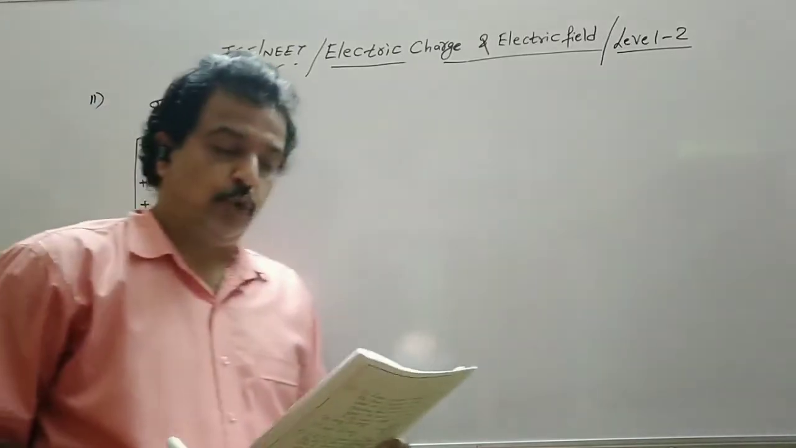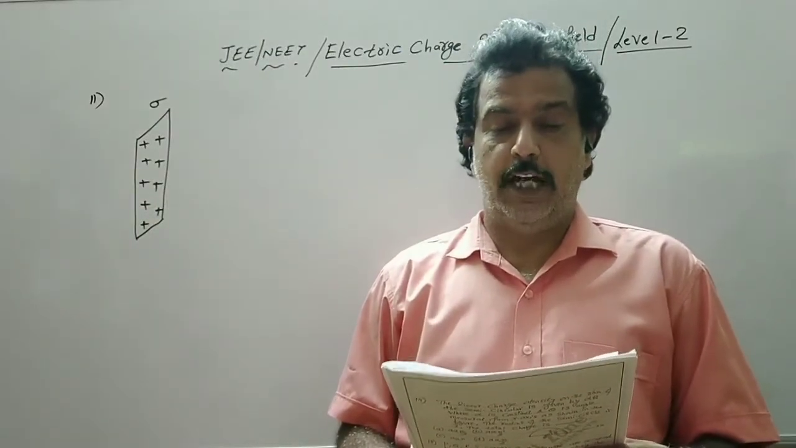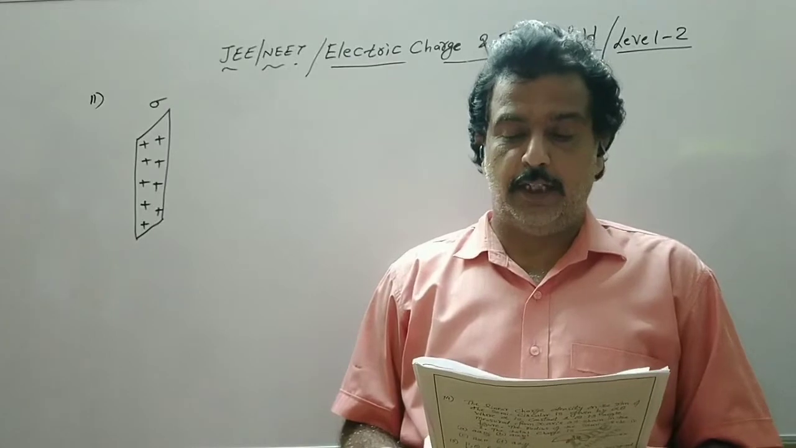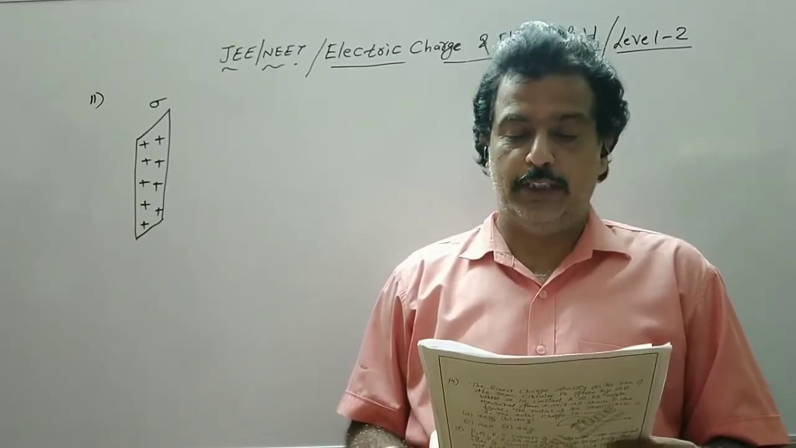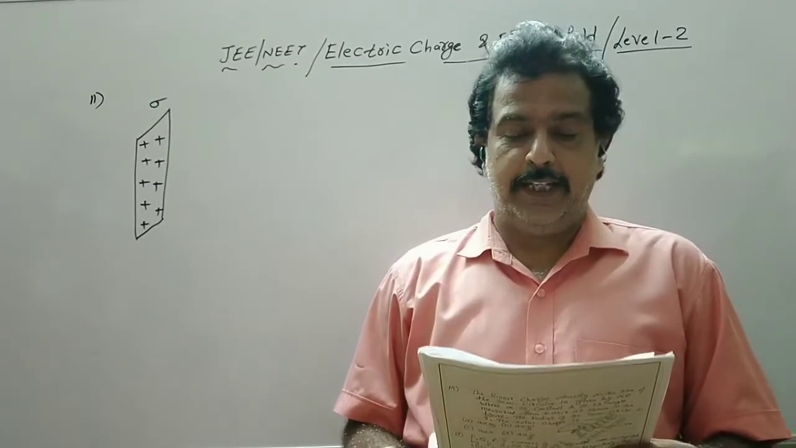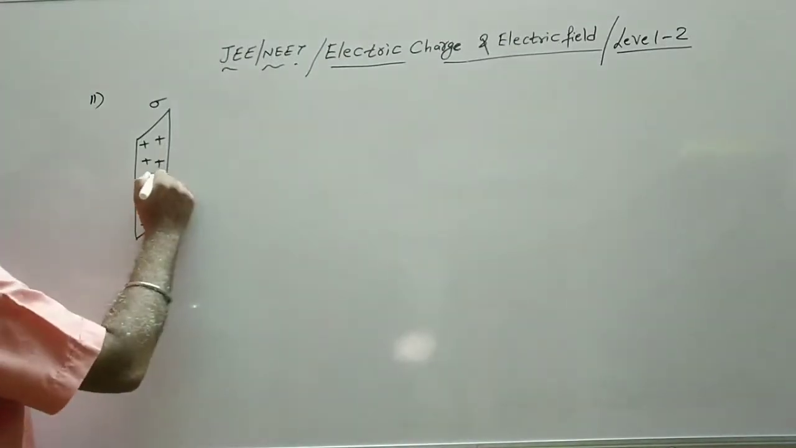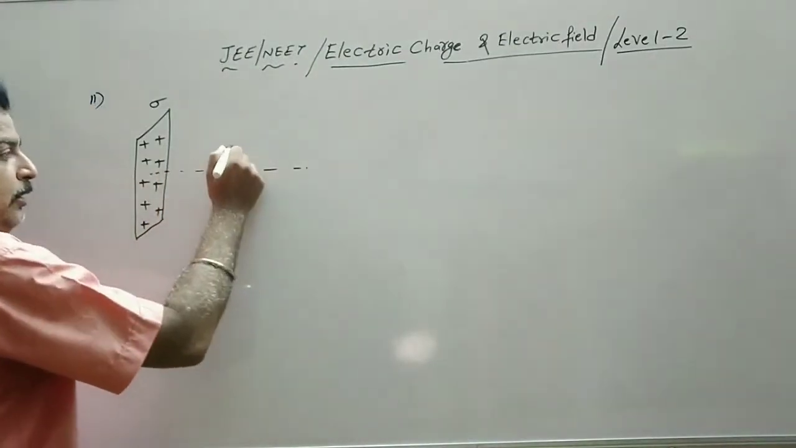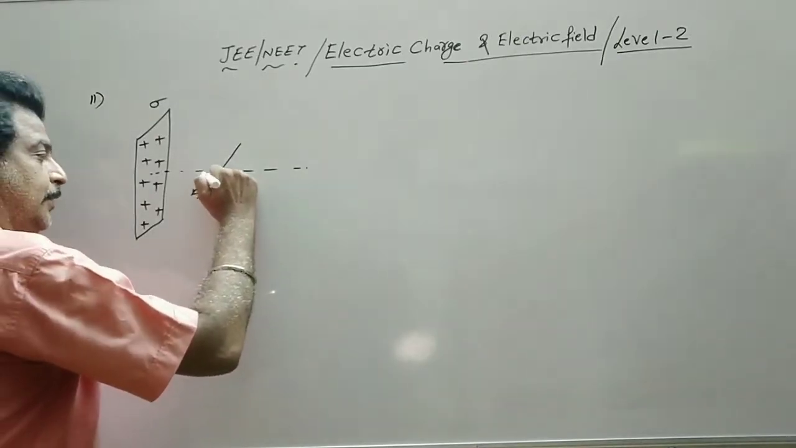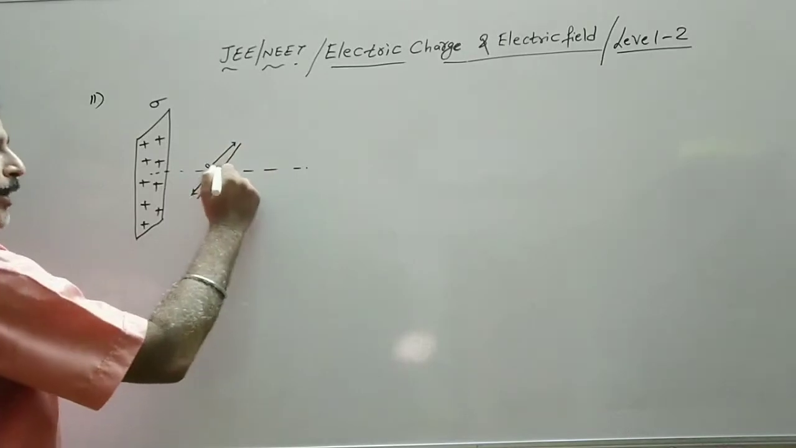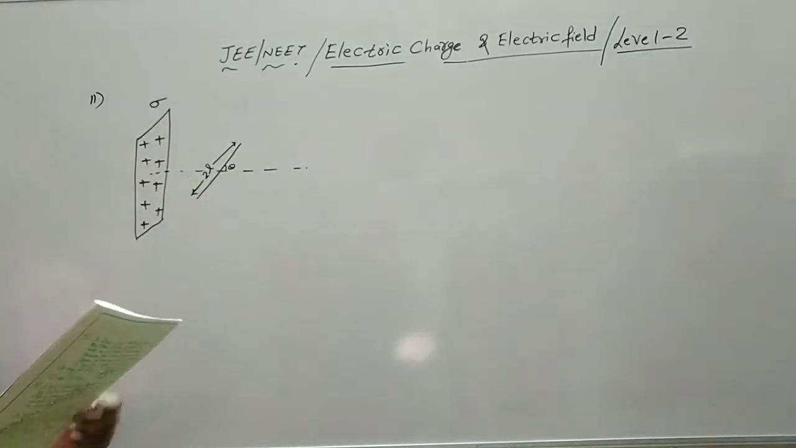A rod of length 2L has a linear charge density lambda on one half and minus lambda on the other half. The rod is hinged at a midpoint O and makes an angle theta with the normal to the sheet. So this is the normal to the sheet. There is one rod given. The length of the rod is 2L and it is inclined at an angle theta.